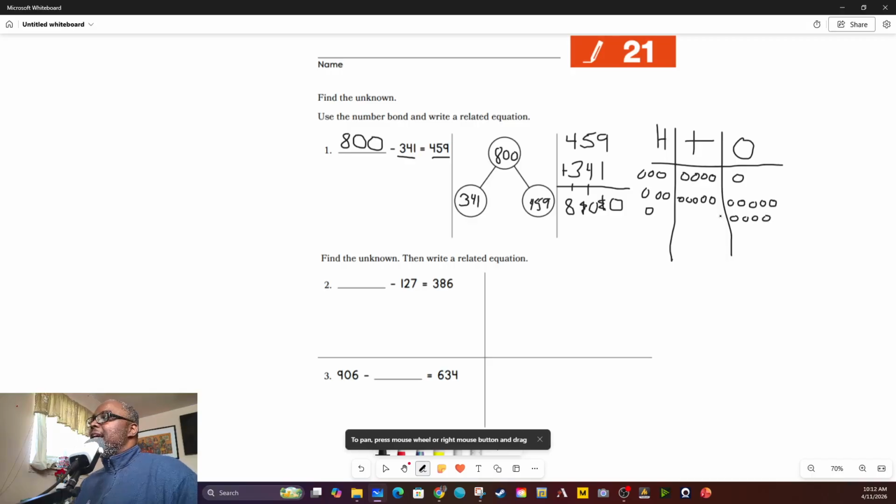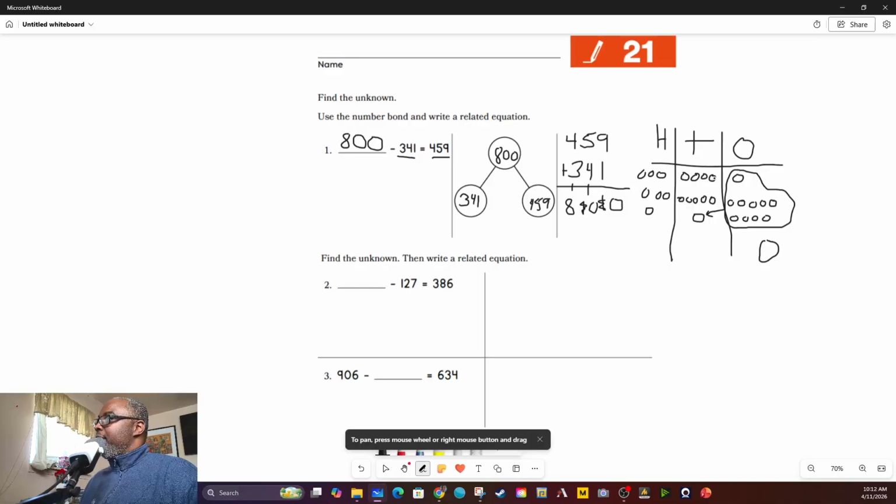All right, so all you have to do is add up all of your addends, starting with the ones place. 1, 2, 3, 4, 5, 6, 7, 8, 9, 10. I have 10, so every time we get 10 when we add, we bundle, roll them up, and put it in the next place. So we're just going to put that 1 right there. Then I count how many circles are not in the bundle. So I have 0.